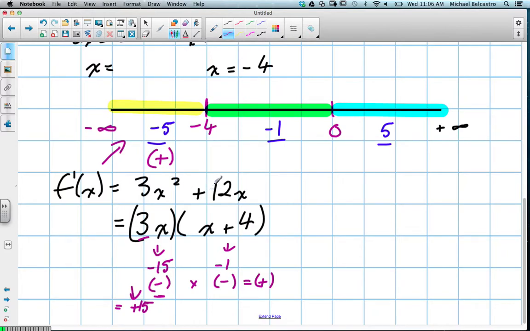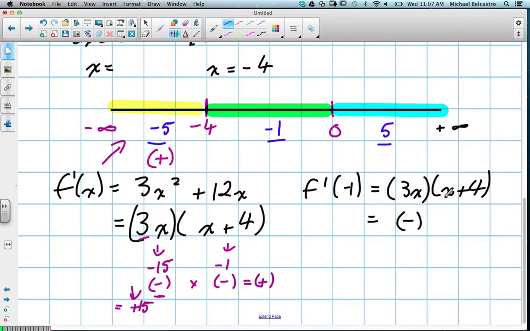Okay? Our next interval, same idea, f prime x. Let's not say prime, let's say negative 1. Let's do the same thing. 3 times negative 1 will give us positive or negative? Negative. Negative 1 plus 4, positive or negative? Positive. When we multiply those two together, we would get a negative. So at this point in the interval, we're decreasing.